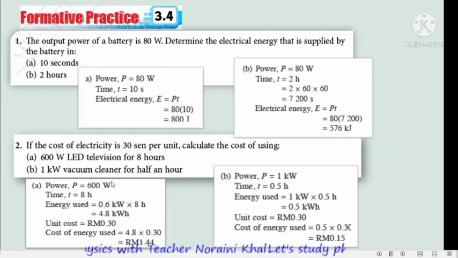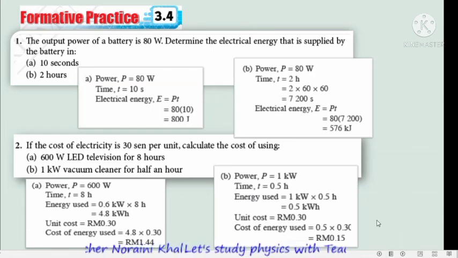Let's look at the vacuum cleaner. Power P is 1 kilowatt times 0.5 hour. Energy use in kilowatt hour is 1 kilowatt times 0.5 hour. So we get 0.5 kilowatt hour or 0.5 unit. Unit cost is 30 cents or RM 0.30. Cost of energy use is 0.5 times 0.30. Thus we get RM 0.15 or 15 cents. Okay.